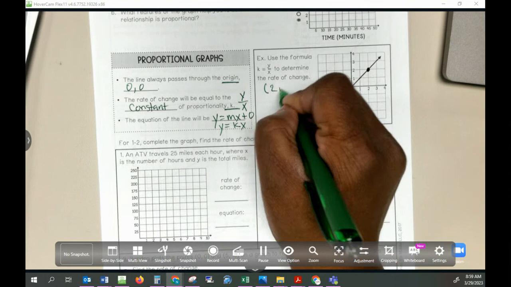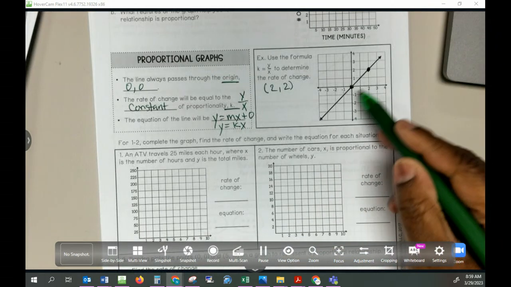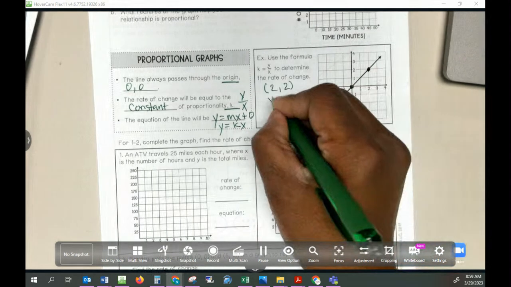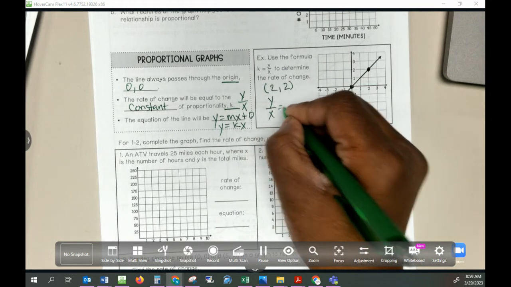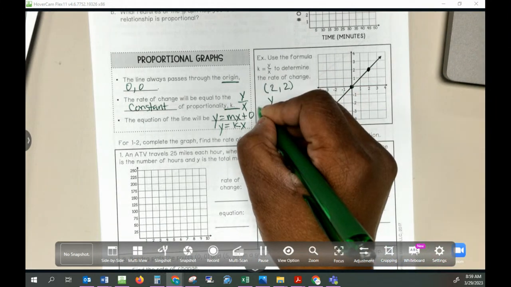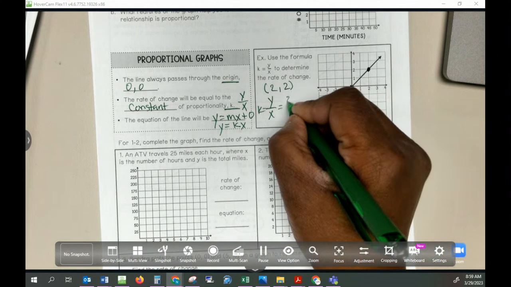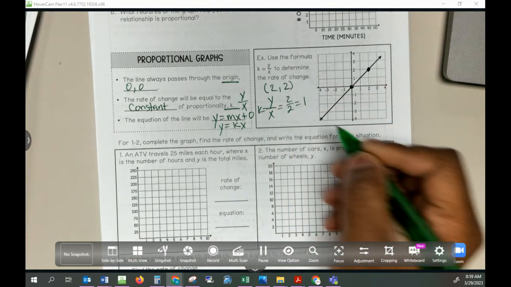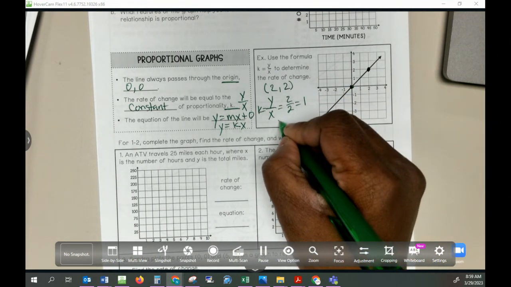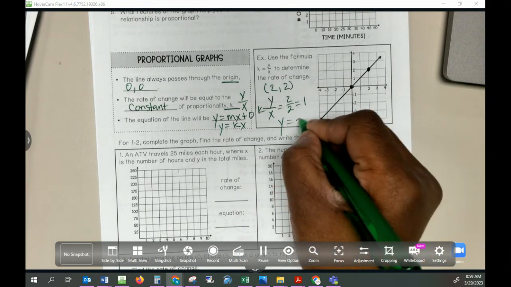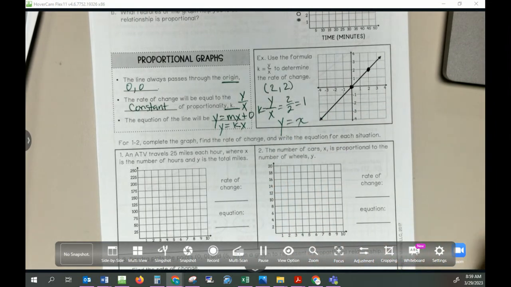So if I'm using 2, 2 as my point through a proportional graph, remember y over x is what we use to find out what our k is. So that's 2 over 2. So our rate of change will be 1. So what does that look like as an equation? y equals x.